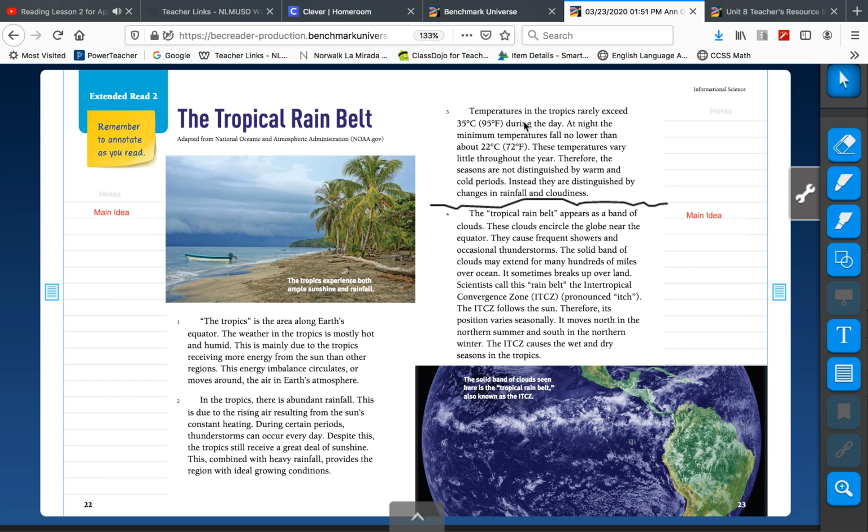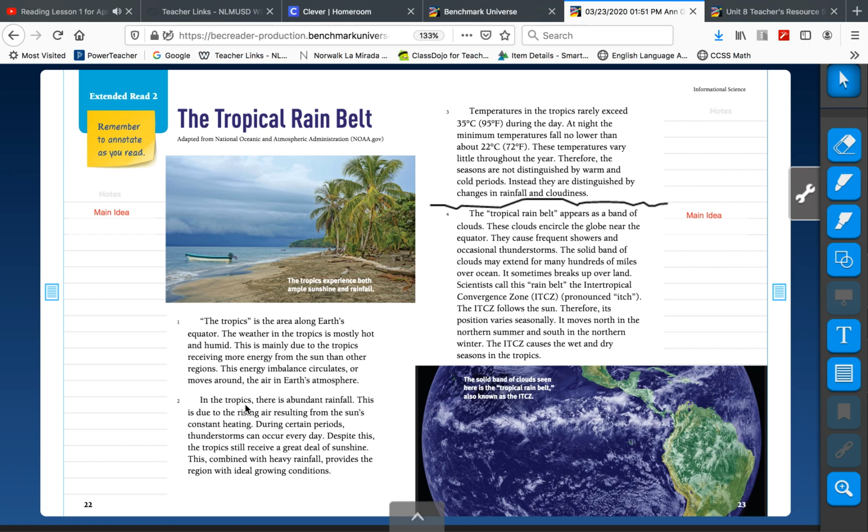When I look at paragraphs 1 through 3, I think about the title, the tropical rain belt. I know that sometimes the beginning of an article is sort of the introduction that tells me what I'm going to learn about. I see a word that's happening over and over: tropics, tropics, tropics. So I think my main idea is going to be something about the tropics.